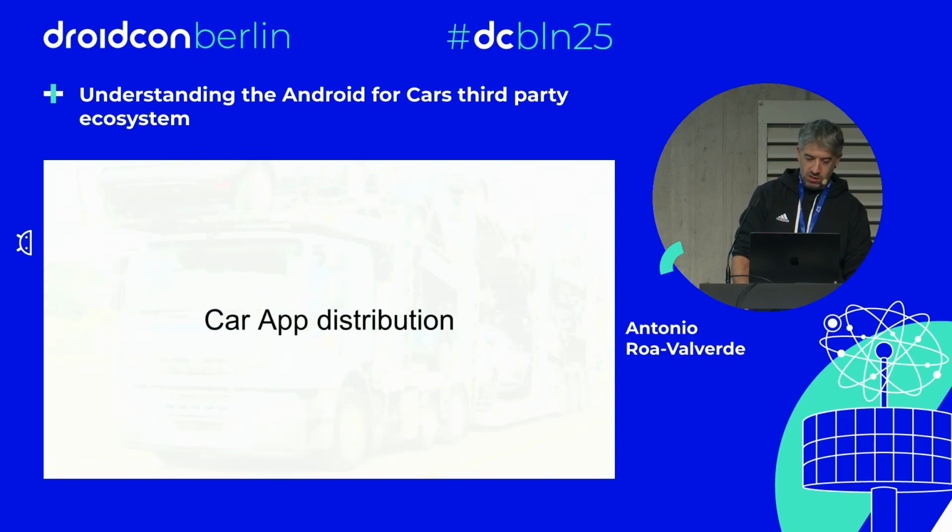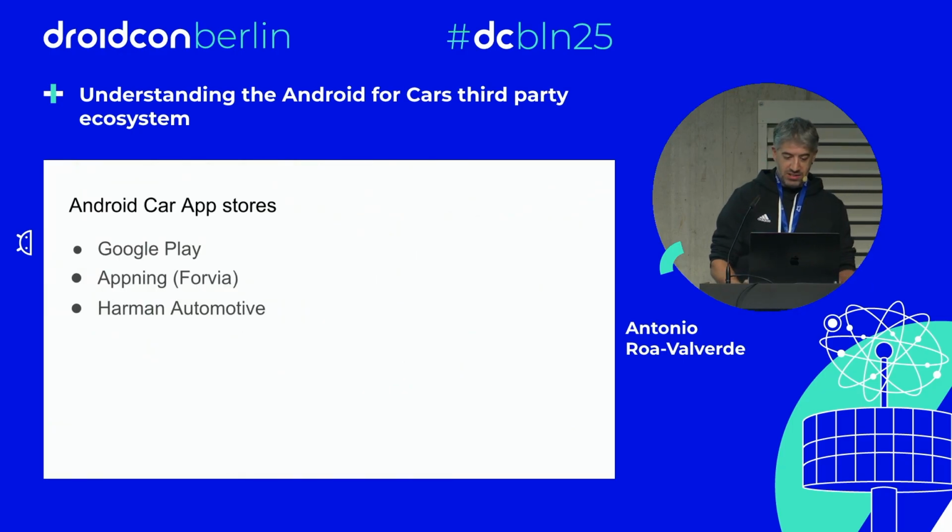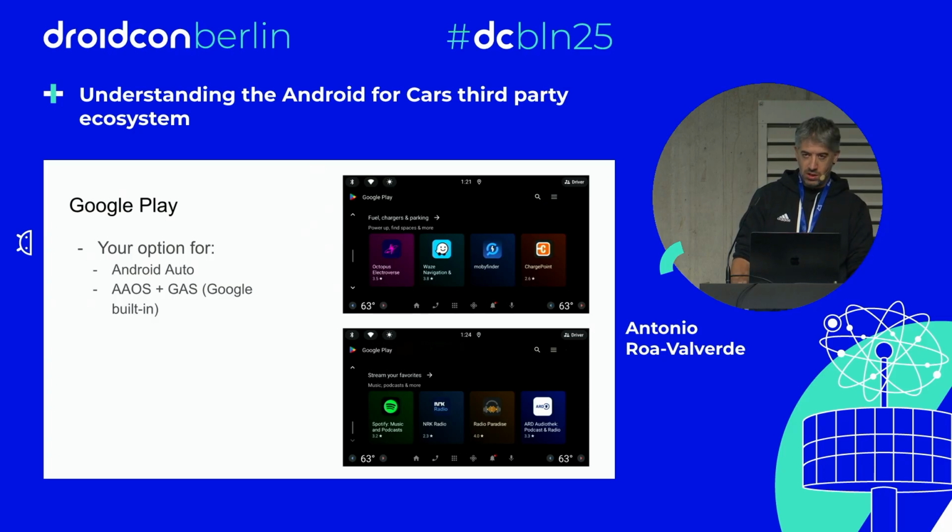So let's get into the car app distribution, now that we know the different categories that we can build. And here, we basically just have a few options. We have Google Play, we have Appning, and Harman, so basically the two main providers that are outside. And yeah, let's start with Google Play and see how it goes. If you are targeting Android Auto, Google Play is your only option. Third-party app stores don't support Android Auto. Same for GAS. If you basically target models that are using Google Automotive Services, you have to go on Google Play for now.